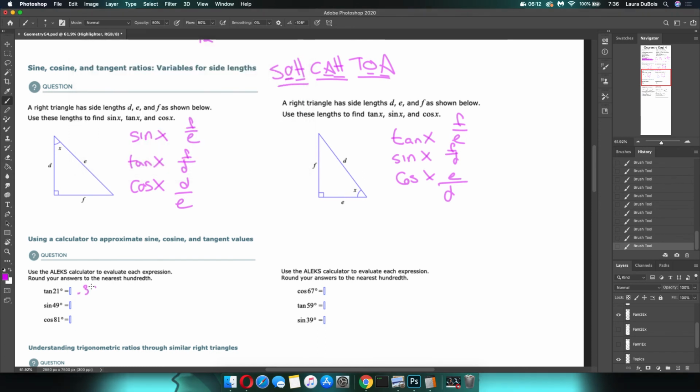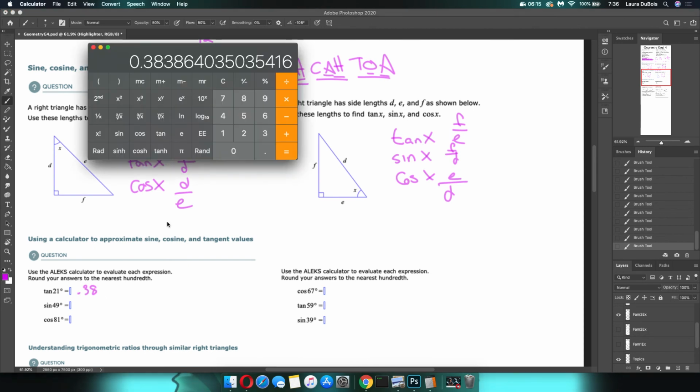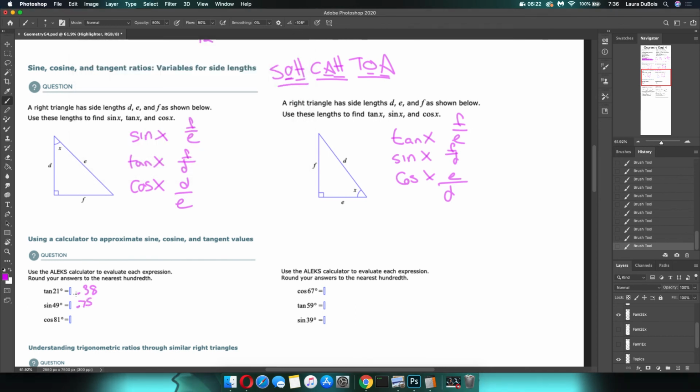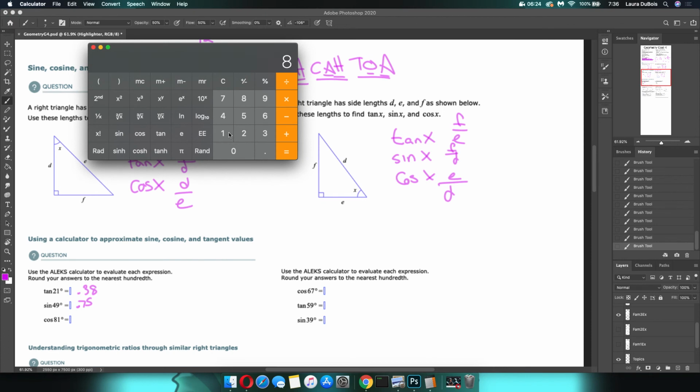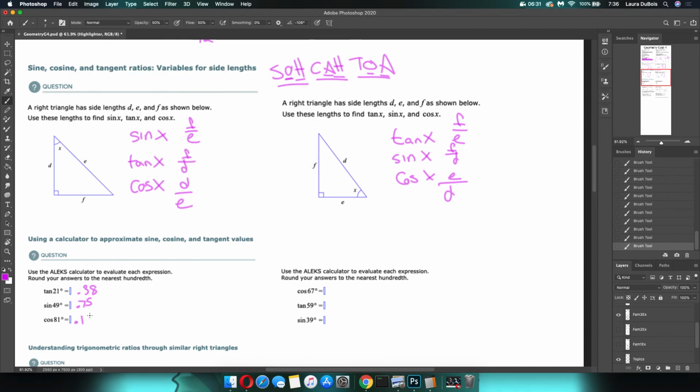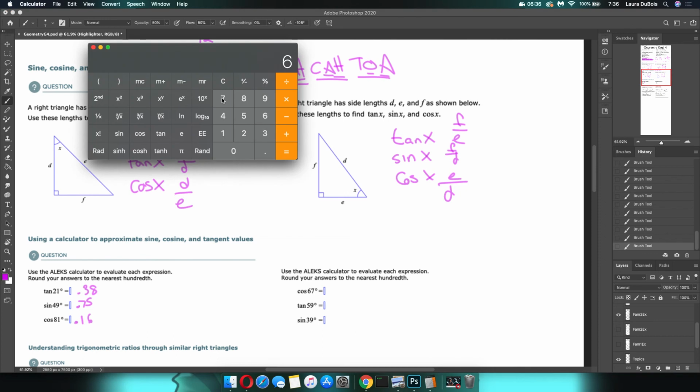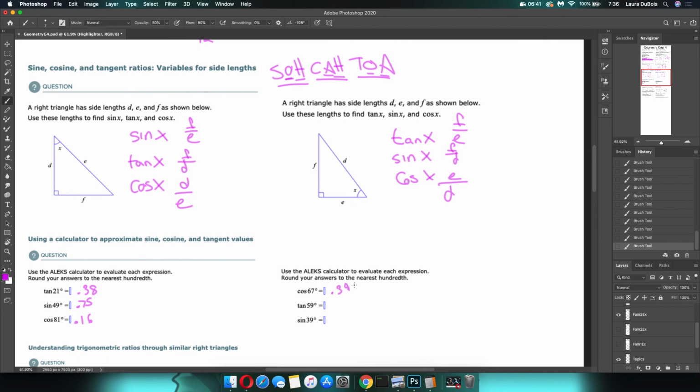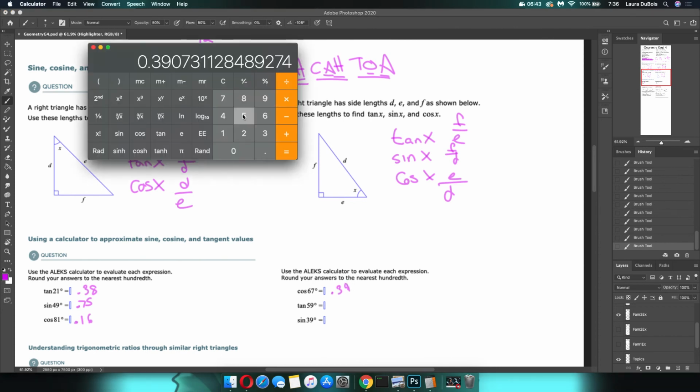So 0.38, and then it's going to be 49, and we're going to find the sine of it, which is 0.75, and now we want cosine of 81. So 81 cosine is going to be 0.15, no, the 6 makes it round up, so 0.16. Let's do it again. So what is this? Cosine 67. 67 cosine is going to be 0.39, and then we have 59 tangent.